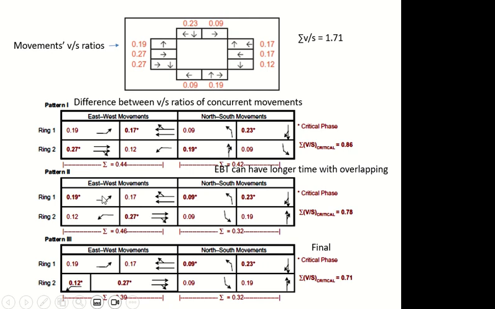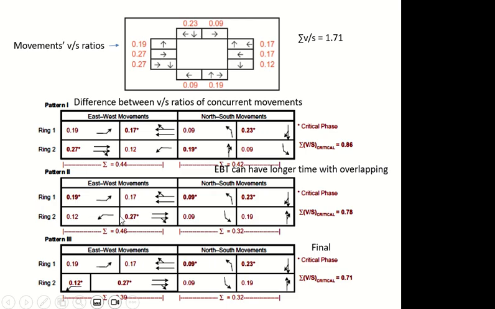This and this can happen together. This left turning and this straight can happen together. Okay, but this one is paired with a movement which needs less time. So that means what? When I'm giving time for this one, I'm giving extra time to this one, but this time is wasted for this movement. Okay, this movement doesn't need the same amount of time as this one.